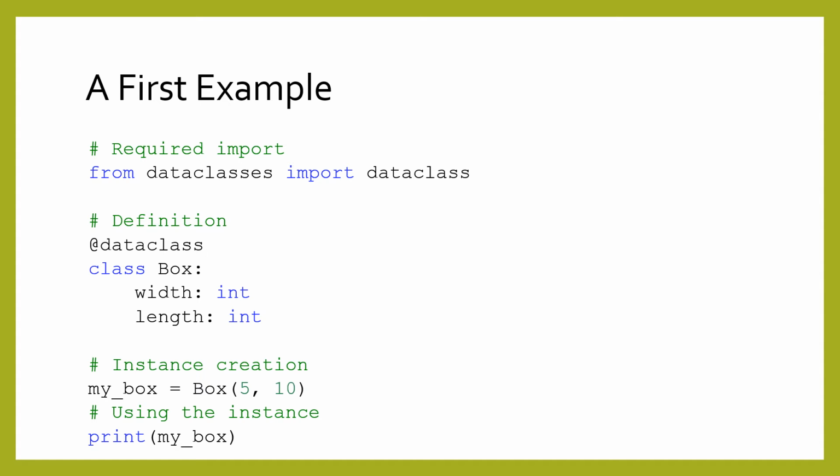Once defined, we can create instances of the data class using the constructor function, which has the same name as the defined data class. Storing the result in a variable allows us to use the instance later, such as shown here where we print the my_box variable. Each part of this example needs to be broken down further.